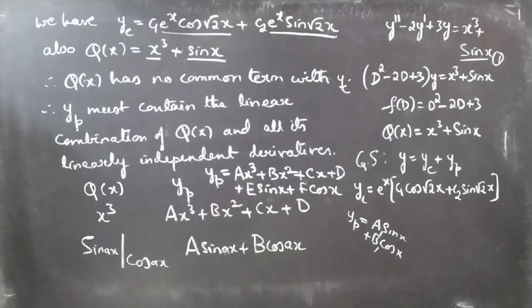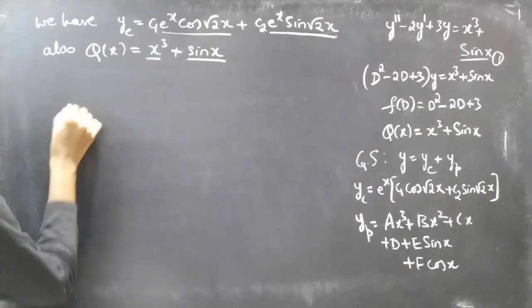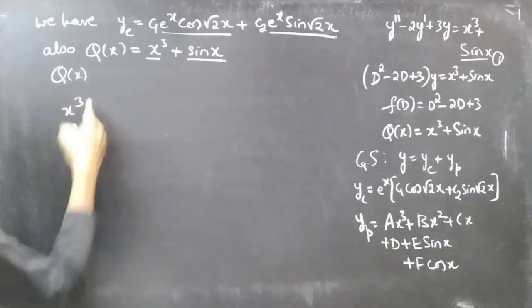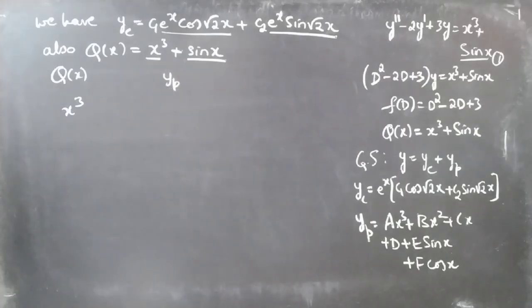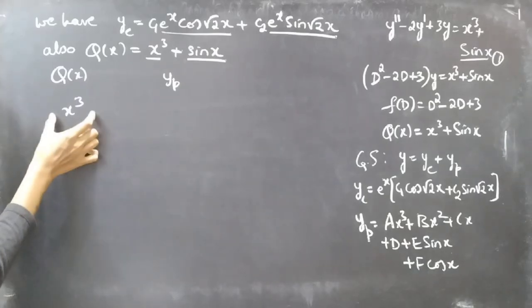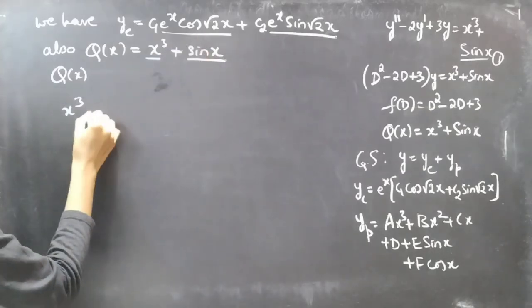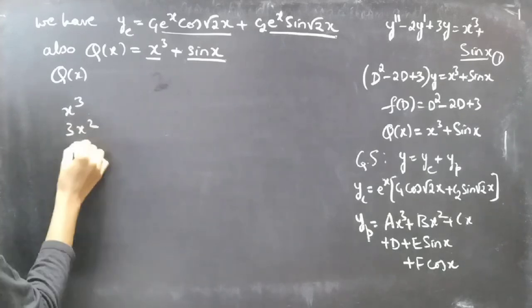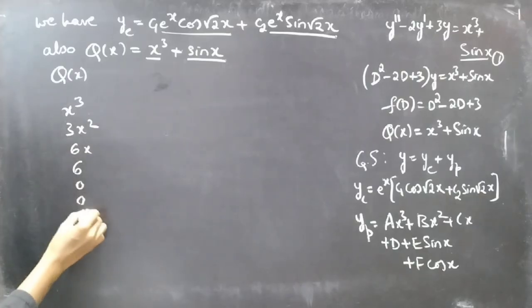Now let's see the trial method to find yp. We have x cube, right? Q of x has a term x cube. Let's find its derivatives. So yp should get terms of q of x and all its linearly independent derivatives. Derivative of x cube is 3x square. Derivative of 3x square is 6x. Derivative of 6x is 6. Derivative of 6, which is constant, is 0. Again, here you'll get 0, 0, 0 and so on.